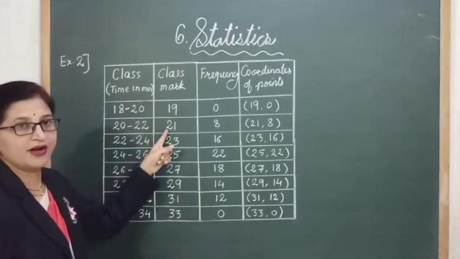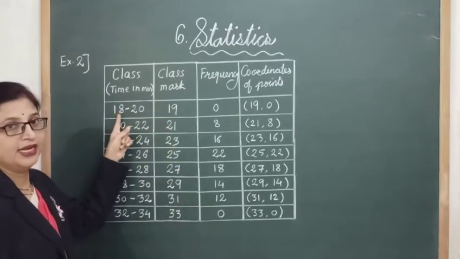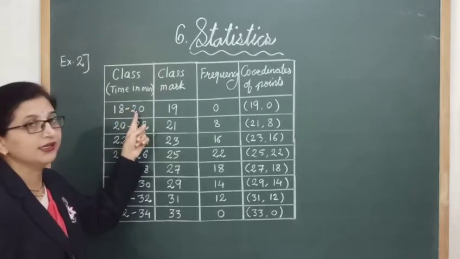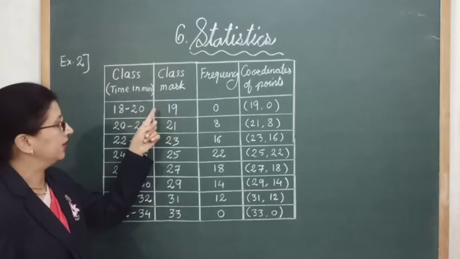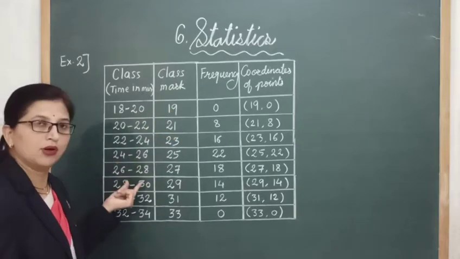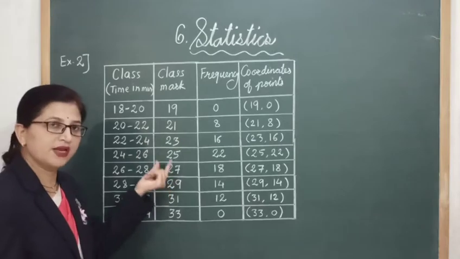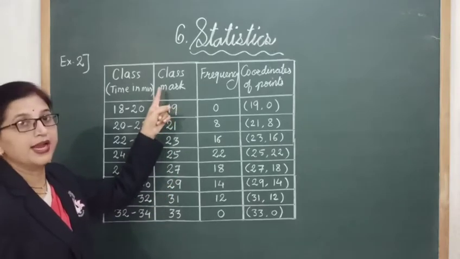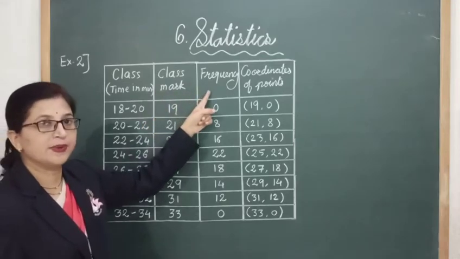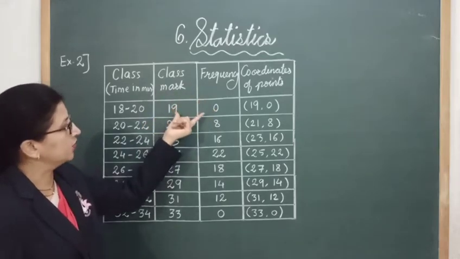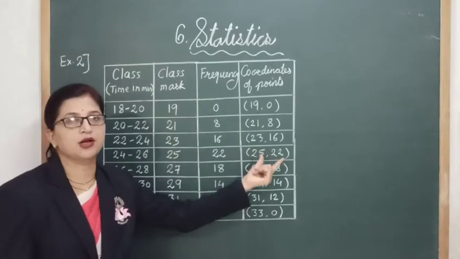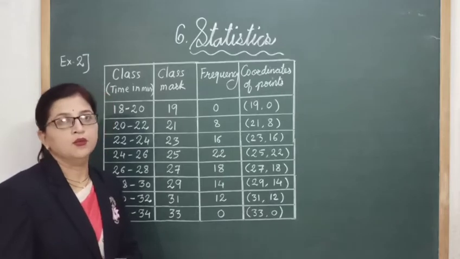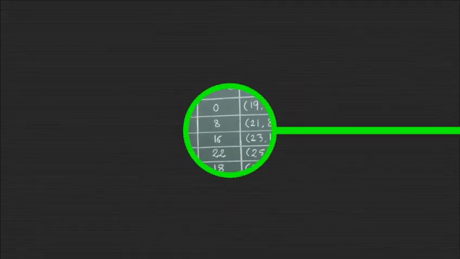Okay, then we have to find out the class mark, that is 18 plus 20 divided by 2. So we will get 38 upon 2, that is 19. Then in the same way, we do not have to calculate every time, just apply the logic, we will be able to write the remaining class marks. This class mark will be our x coordinate and this frequency will be the y coordinate. So taking these points, let's draw the graph for the frequency polygon with the help of histogram.